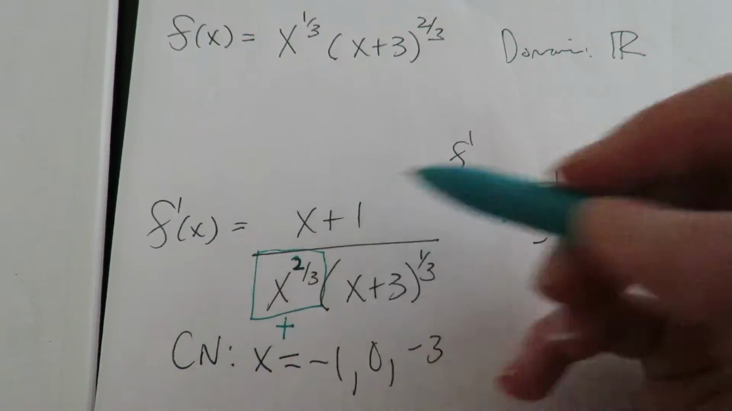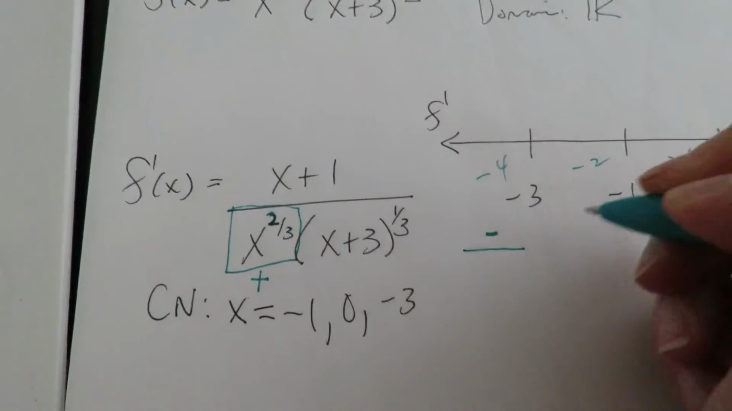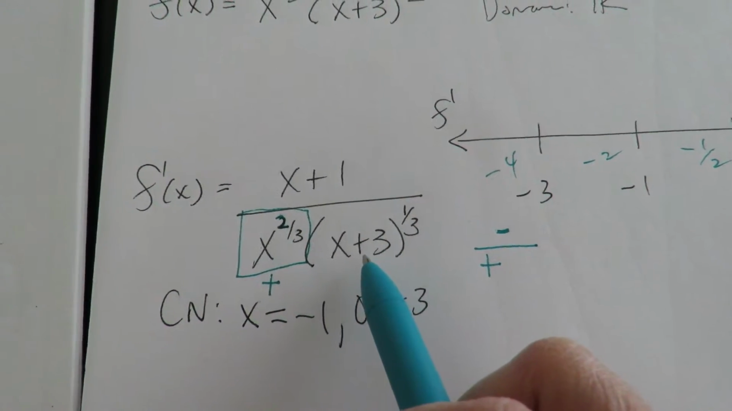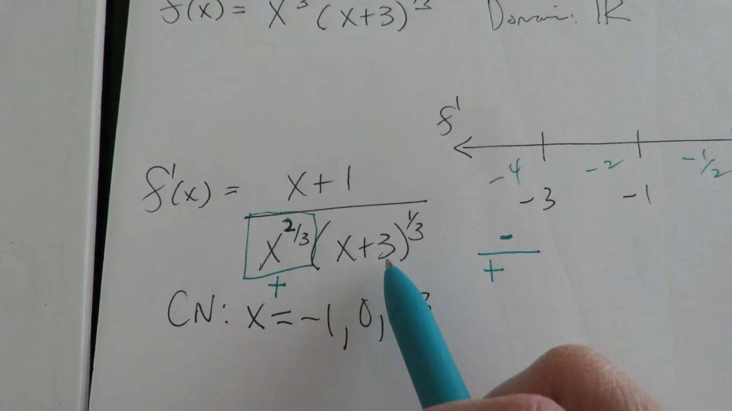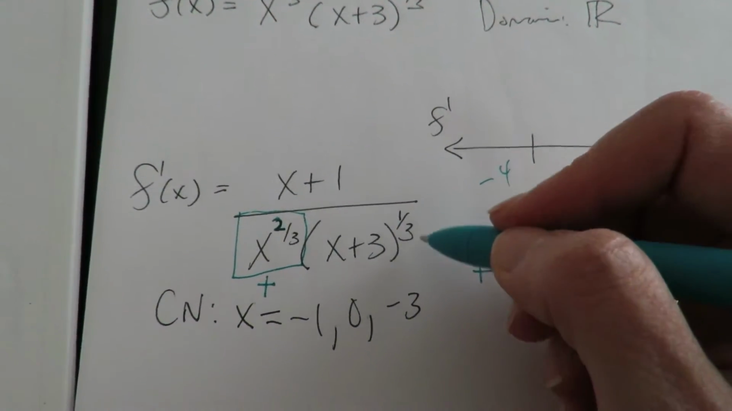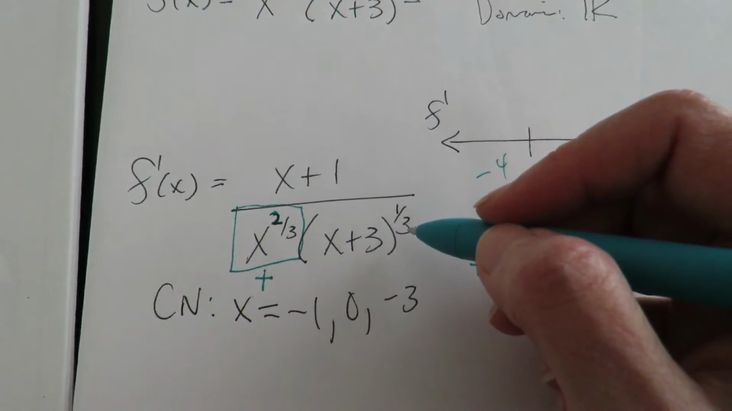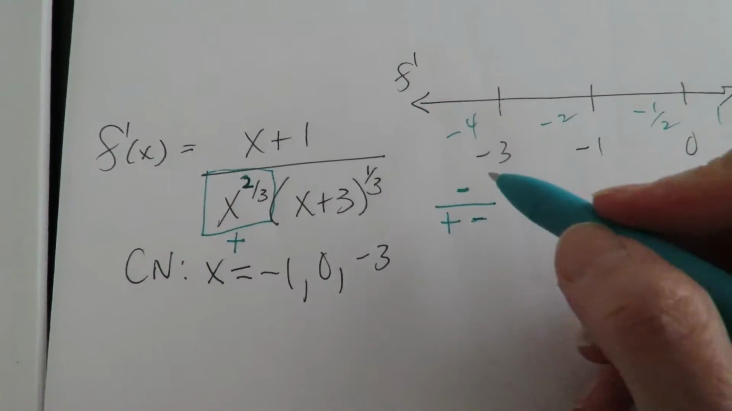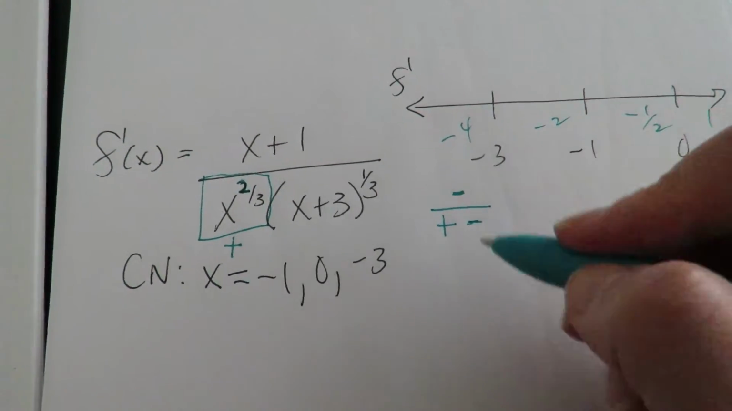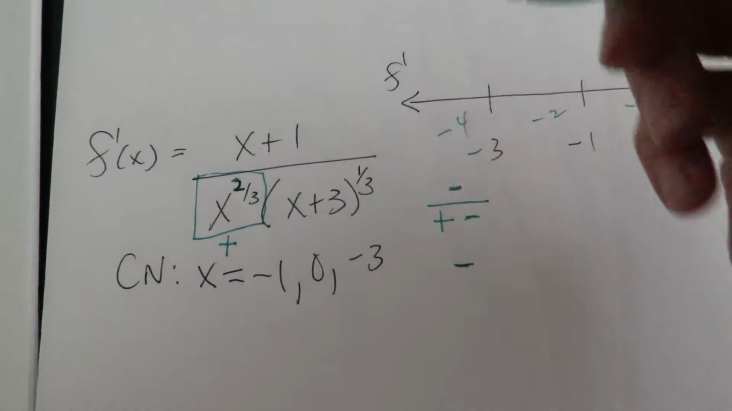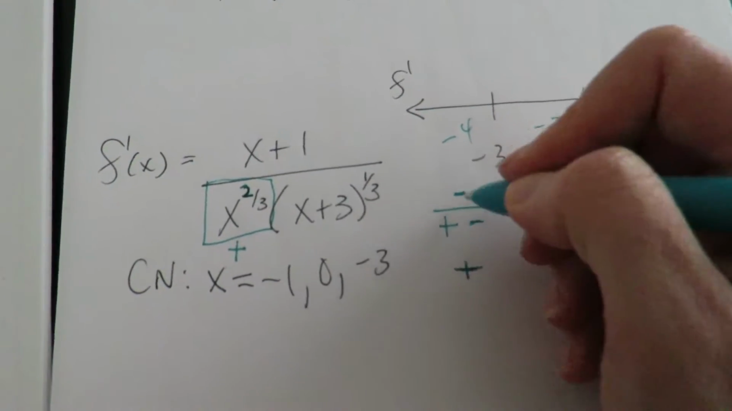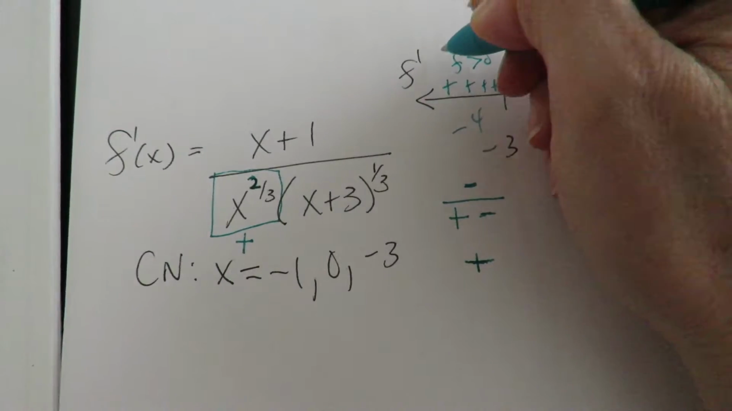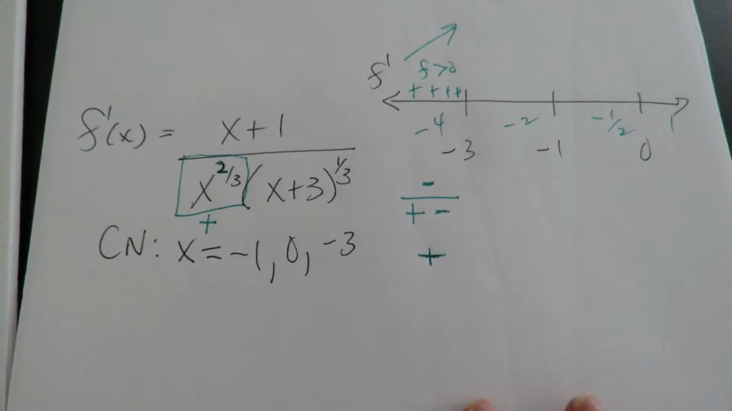-4 plus 1 is -3, so it's negative in the numerator. That one's always positive. -4 plus 3 is -1, and if you cube root a negative, it's negative. If you cube root a positive, it's positive. So that's going to be negative. I have a negative over a positive over a negative, so overall that's positive, because I have 2 negatives. First derivative, we're going up on that segment.